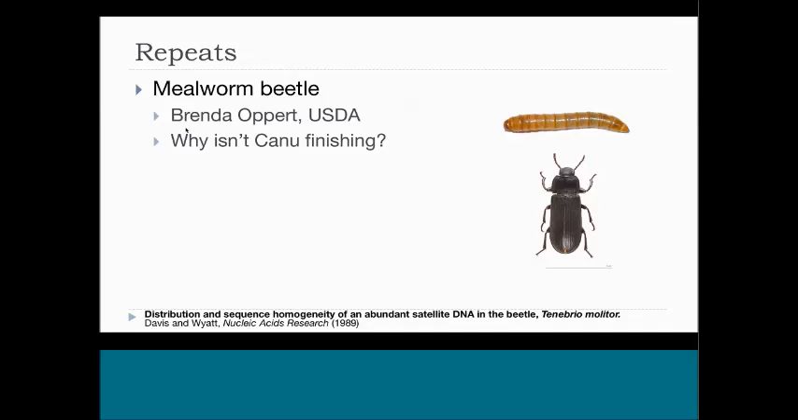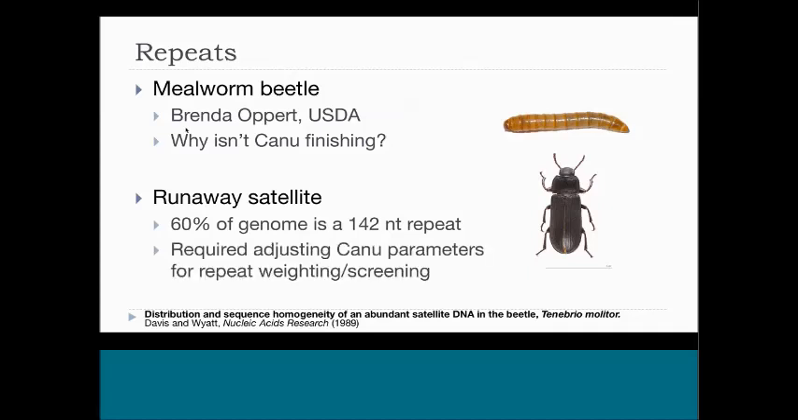On to the problem of repeats. The cautionary tale here from my lab was the mealworm beetle that Brenda Oppert at USDA had given us a couple of years ago. We were helping her run Canu, and she was running it on her own cluster and got back to us saying, why isn't Canu finishing? It's just running forever, on and on. We looked back at the literature, 1989, and there was a paper telling us that we should expect the mealworm beetle genome to be 60% satellite DNA, composed of a pretty well-conserved 142 nucleotide repeat.